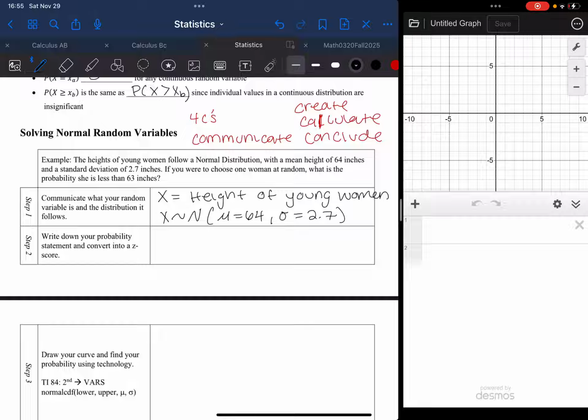Okay, the second C, create, says write down your probability statement and convert to a z-score. So we have the probability that our x value is less than 63 inches is the same as saying the probability of z is less than 63 minus 64 over 2.7. That is our formula for z-score. And we get that that probability is z less than negative 0.37.